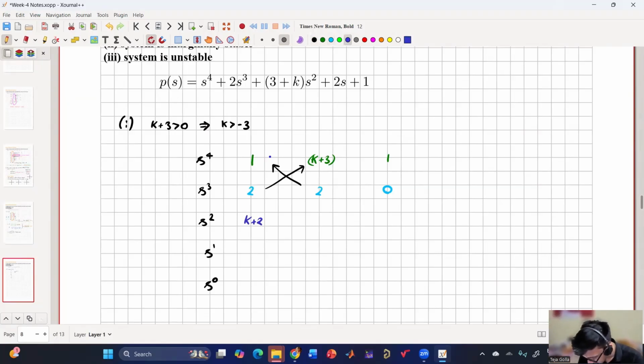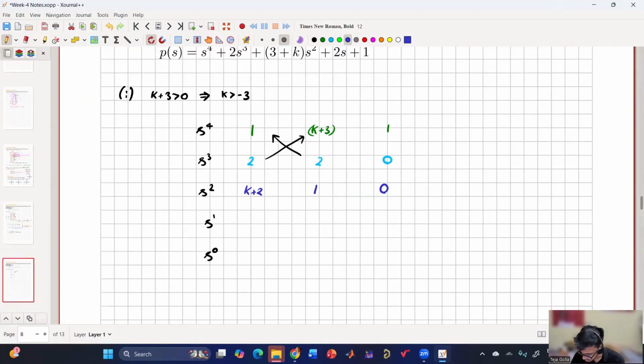And then the next element? 1. Very good. So basically the 1 directly will come here, and this will be 0. Now coming to the s to the power 1 coefficient, we'll have K plus 2 into 2 minus 2 by K plus 2.